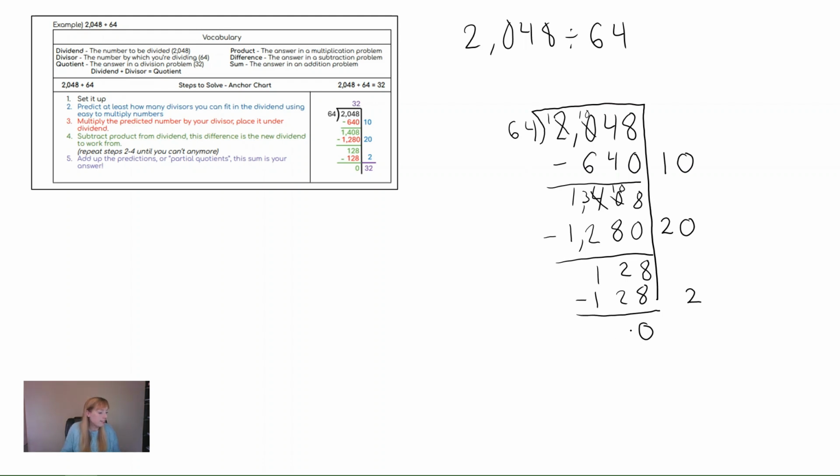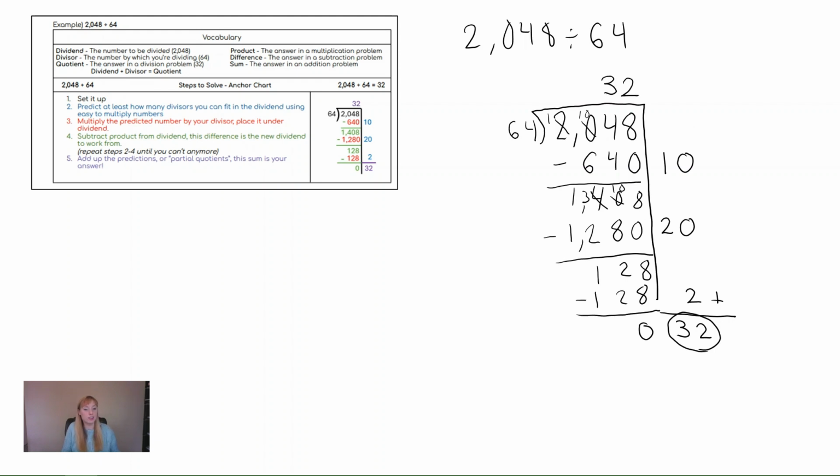Moving to step 5, the last step, I add up these predictions or partial quotients on the right. This is why that place value placement was important. Adding my 1s, 0 plus 0 plus 2 is 2, and then adding my 10s, 1 plus 2 is 3. This means that 2,048 divided by 64 is 32.